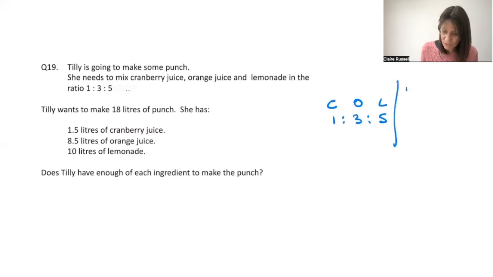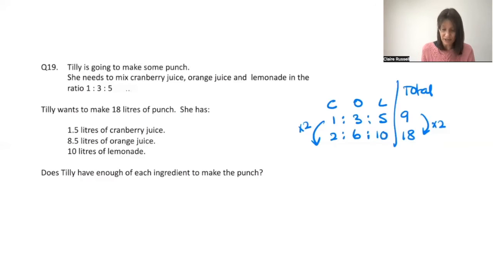Now, don't get bogged down by the litres, by the units, because actually it's just the number that we need. She needs to make a total of 18 litres. So we've got a totals column going on here. Okay, so the total in my ratio is 9. 18 in the question, which means I'm timesing everything by 2. Now I just need to go and check in. So she has 1.5 litres, she needs 2. So straight away I can see there's a problem, and I'm going to highlight that. She doesn't have enough.